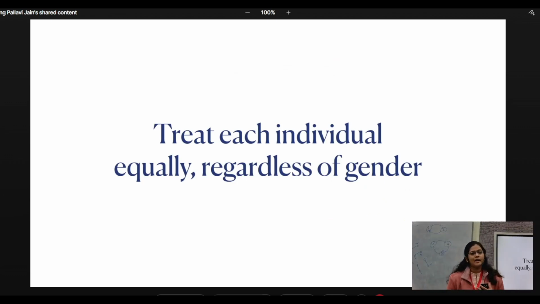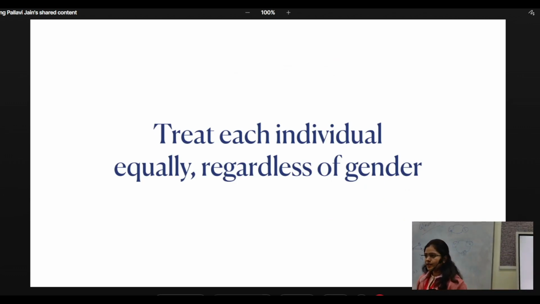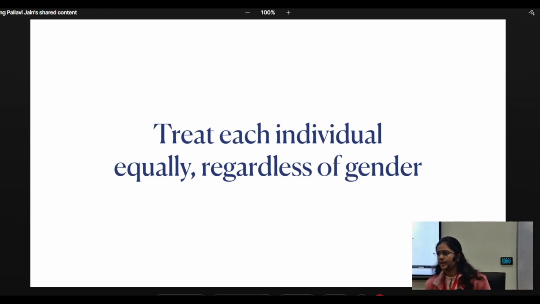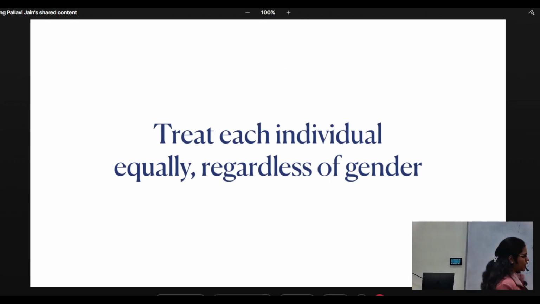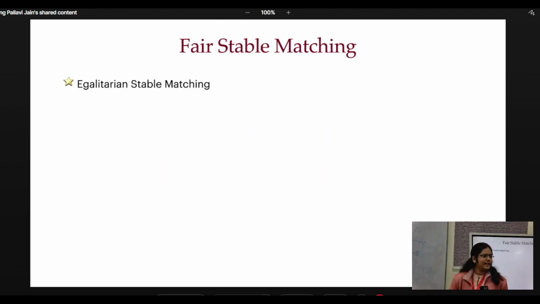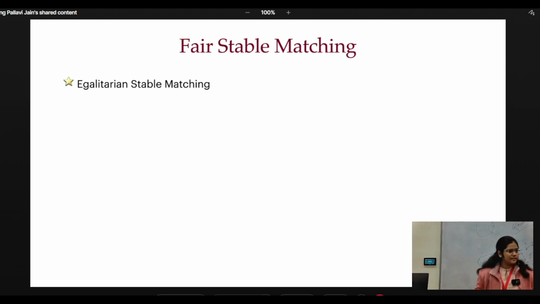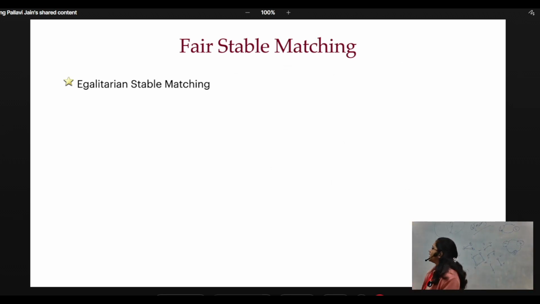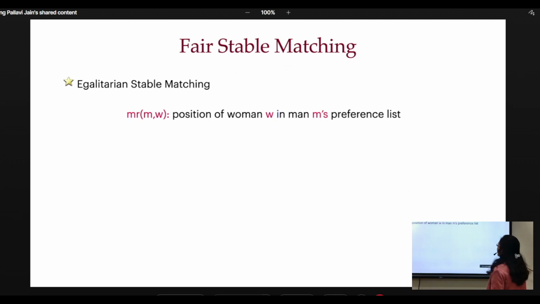So we would like to have a stable matching which is, in some sense, not biased towards a gender. There are many more notions of fairness in stable matching. One notion is the egalitarian stable matching, and the next two sessions will be focused on it. What is an egalitarian stable matching? Of course, we want to find a stable matching. Let's define some notation. In this talk, we are in the bipartite graph setting.